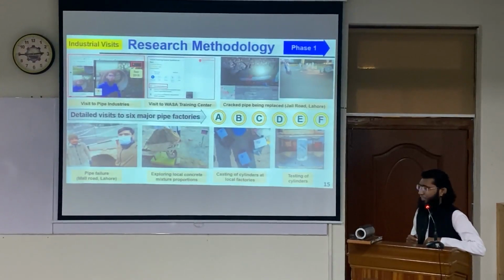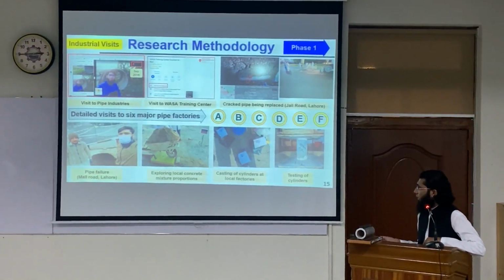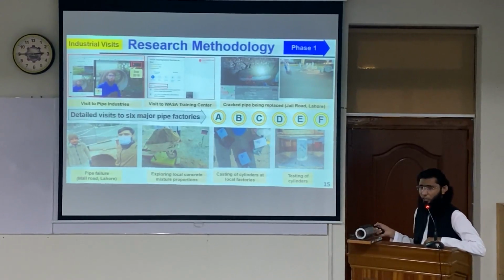So I visited several industries and government departments for exploring the problems related to concrete pipes, and also various sites of crack failure, the pipe failure. This is a cracked pipe being replaced at Jail Road, another failure at Mall Road. And then finally, the detailed exploration was done at 6 local pipe factories. I had to conceal their names based on their request, so these are just labeled as A, B, C, D, E, F.